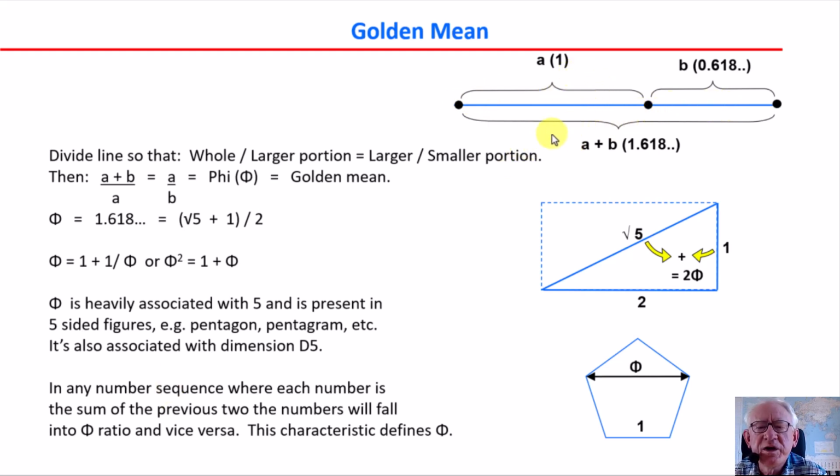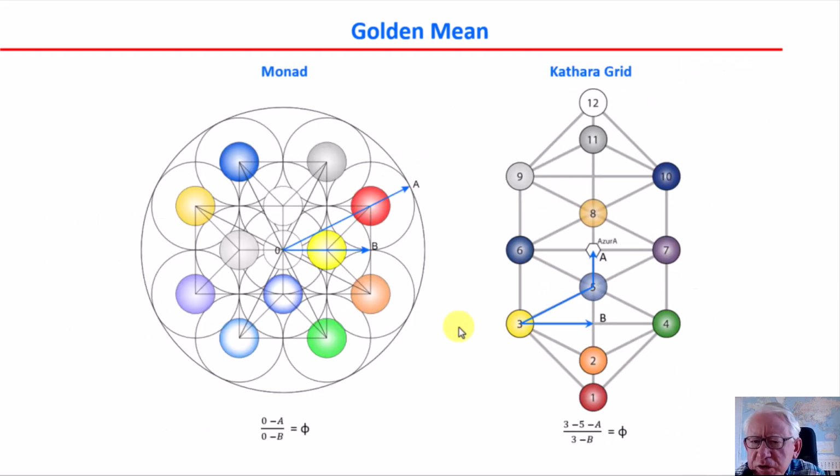In other words, wherever we have something equal to the sum of the previous two terms, the ratio involved is phi. So in any number sequence where each number is the sum of the previous two elements, the numbers will fall into phi ratio and vice versa. So this is a characteristic that defines phi. So there are two features associated with phi. One is that it's associated with pentagonal geometry, and the second is that every element is the sum of the previous two. Golden mean ratio, it's a natural number, it's a legitimate mathematical number, and it has interesting mathematical characteristics. And it does arise in structures associated with Keylontic sciences, among other things.